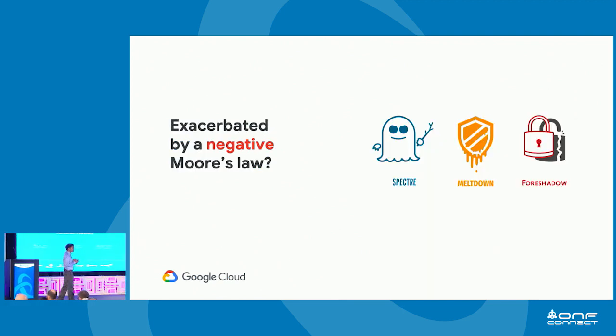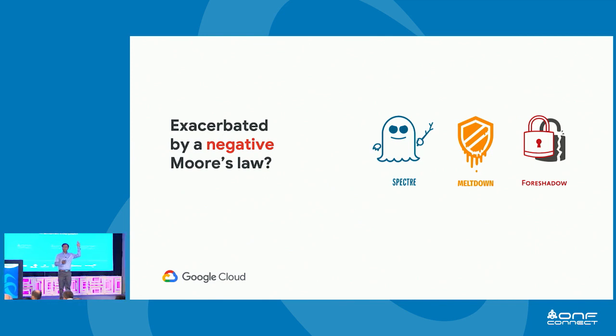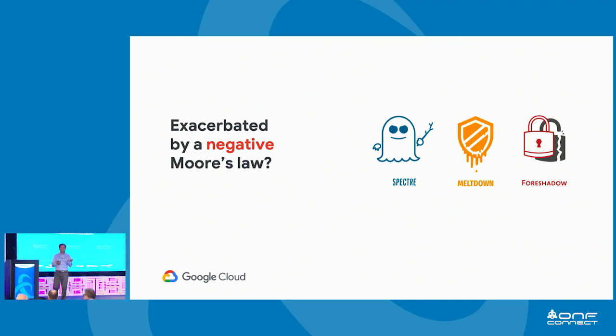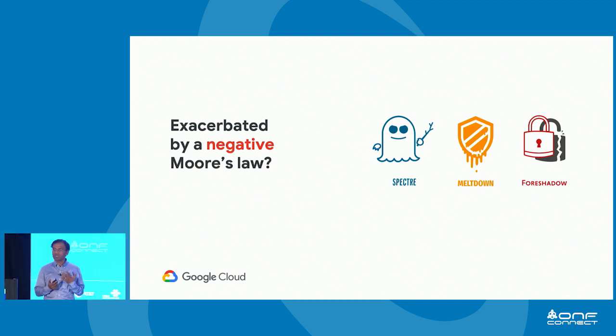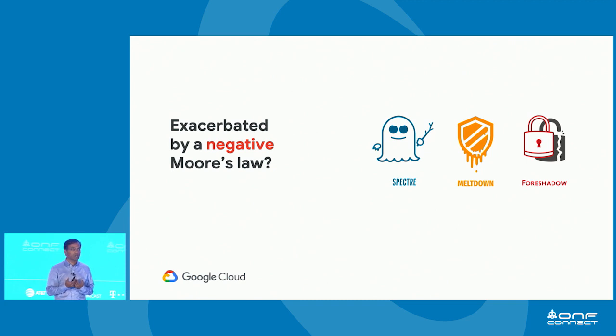But then there's more. How many people here have heard of Spectre, Meltdown, Foreshadow? A good chunk of the audience. For those of you who haven't heard of this, these are basically security vulnerabilities. They are side channel attacks that have recently been in the news, and there's a whole bunch of these classes that we are starting to worry about as well.